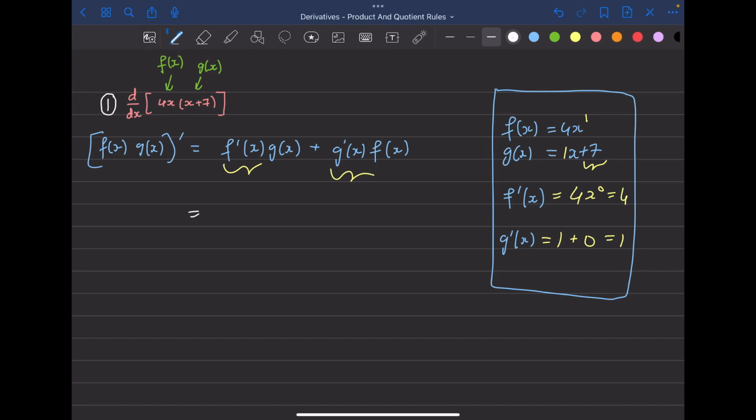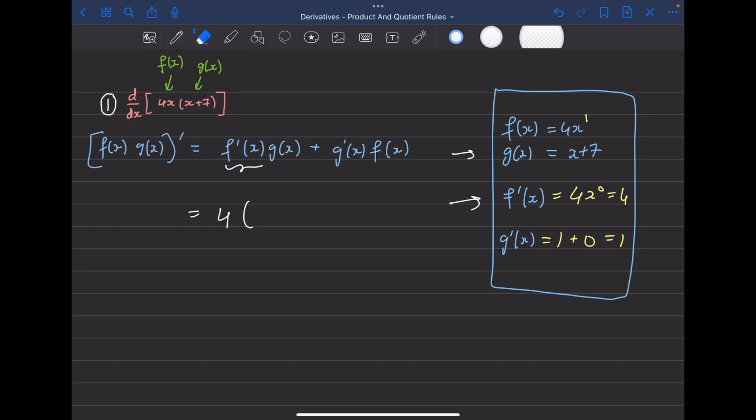So we already found, once again, I'm just going to write it down here. f prime of x, we already found that. So this is 4. g of x we already have. It's over here. So this is x plus 7. g prime of x we just found as well. It's 1. So plus 1 times f of x, which is 4x.